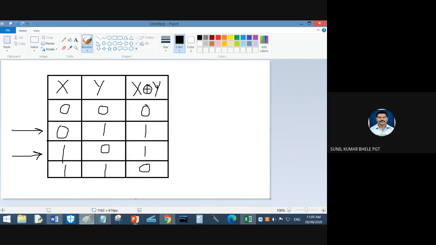Actually, one mistake is there. You should correct this mistake. The symbol of exclusive OR is like this. You should correct it, because in this operation there is no NOT operation. So this exclusive OR gate symbol is like this. So please erase that NOT symbol.